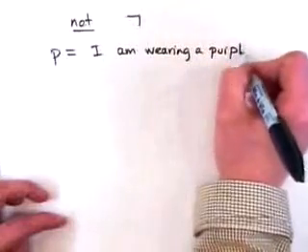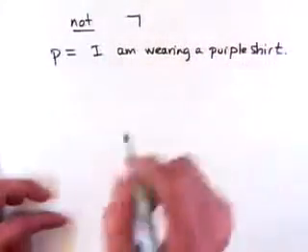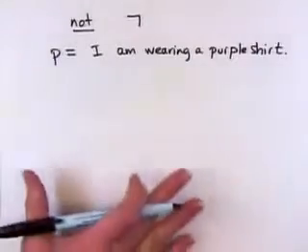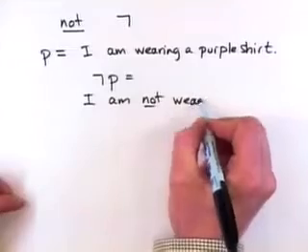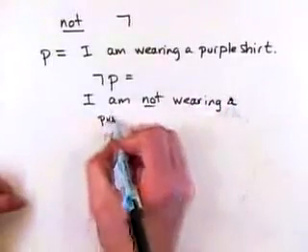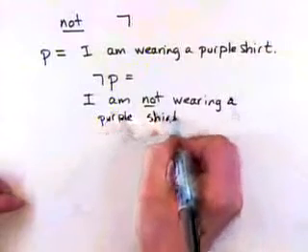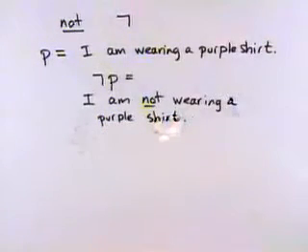So if I wanted to say P is that I am wearing a purple shirt, that's a statement that's either true or false. So P is a proposition, and I've just assigned it to a statement. And then P will be true when the statement is true, and P will be false when the statement is false. So if I wanted to say that I am not wearing a purple shirt in this system, how would I write that? Not P. I would just use my not symbol and write P. So that's equivalent to saying I am not wearing a purple shirt.